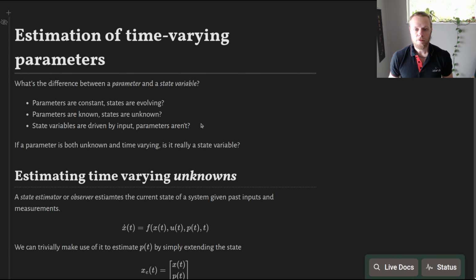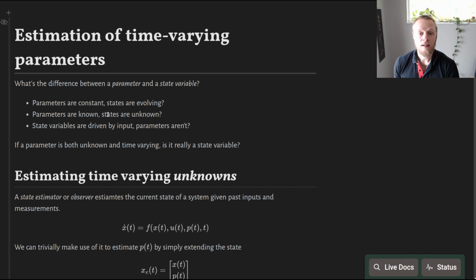Alright, so first of all we need to ask ourselves the question, what is the difference between a parameter and a state variable? We might have several different answers to that question. Maybe one answer could be that parameters are constant, but states are evolving. But with that notion we couldn't have something like a time varying parameter, because then it wouldn't be constant. But maybe our answer would be that parameters are known and states are unknown.